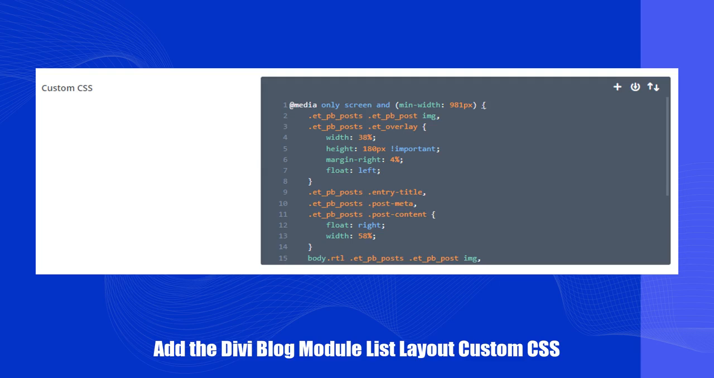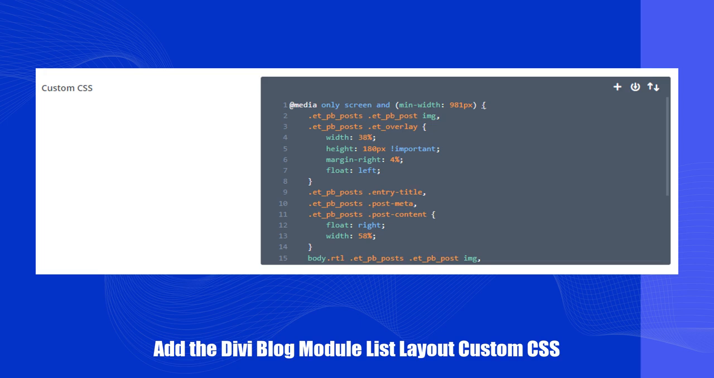Now it's time to add the custom CSS that will create the list layout for your Divi blog module. In the Custom CSS box within the Divi theme options, you'll need to paste in a specific block of CSS code. This code adjusts the layout by making featured images smaller, aligning them to the left, and positioning the post titles, metadata, and excerpts to the right.